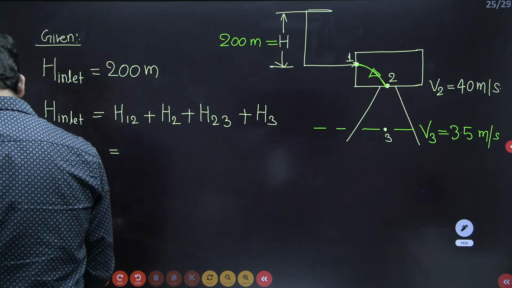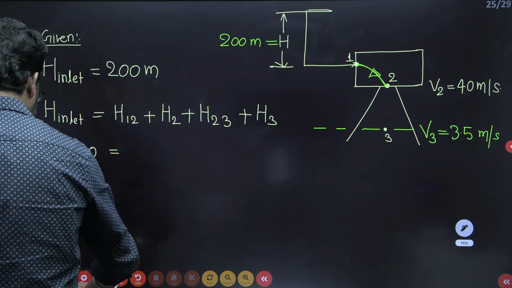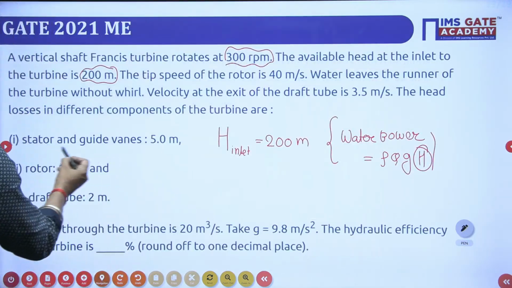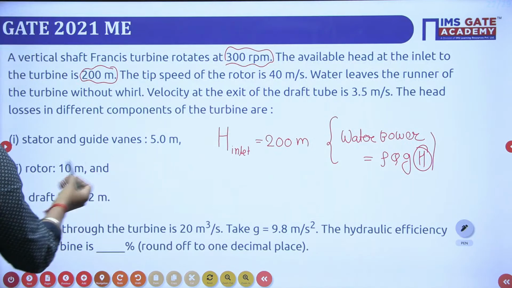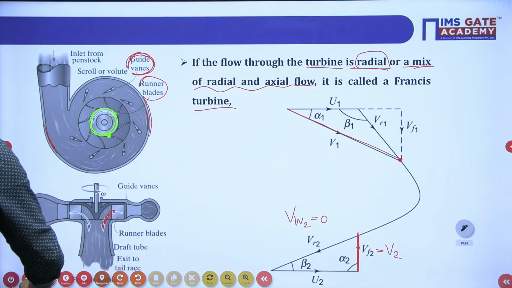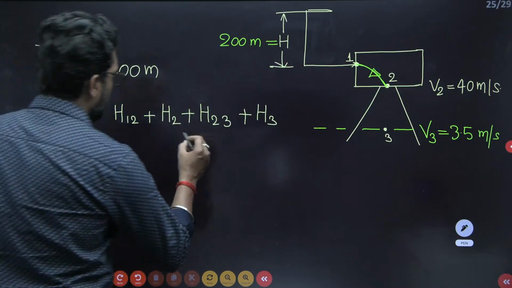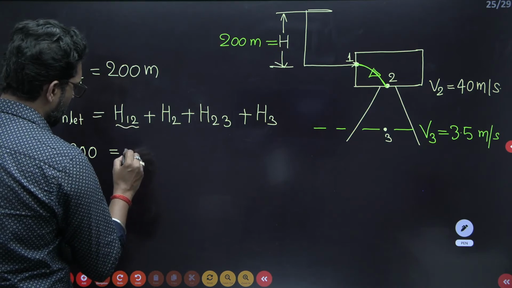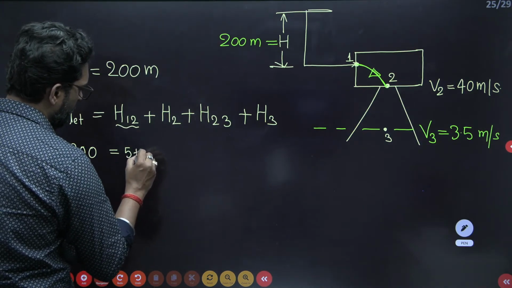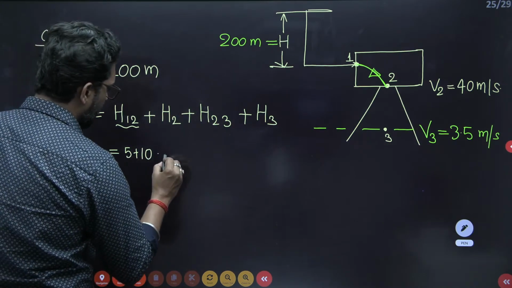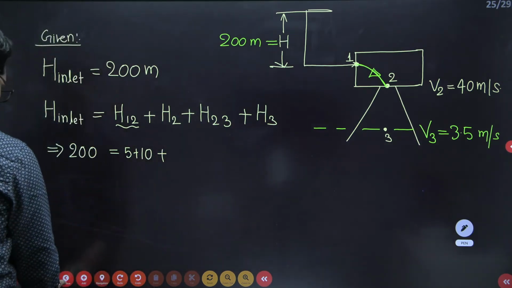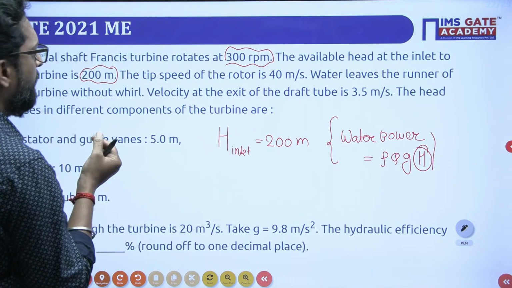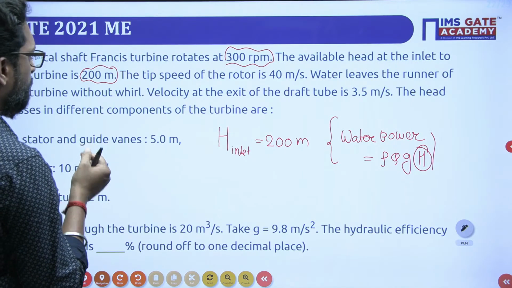H1 to 2 stator plus guide vane, how much is it? It is given: stator plus guide vane 5, and plus rotor 10. So stator plus guide vane is 5 plus 10. H of the turbine is given, how much? The head available is 200, and the speed of the rotor is this much.